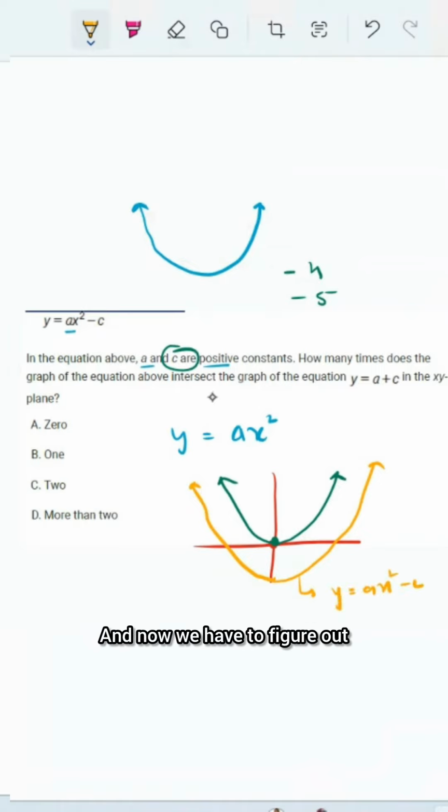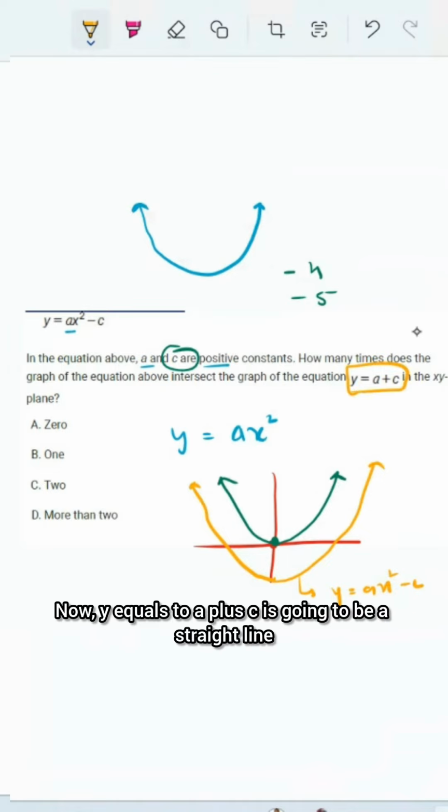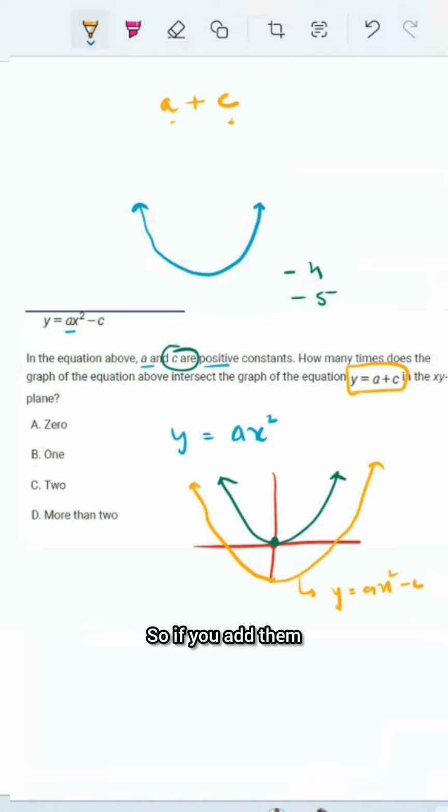And now we have to figure out how many times this parabola will intersect the graph of this equation. Now, y equals a plus c is going to be a straight line, and in fact it is going to be a horizontal line, because a and c are both positive numbers. So if you add them, you'll also get a positive number. And so y equals a positive number is going to be a horizontal line, and it will be above the x-axis. So this line will look something like this.